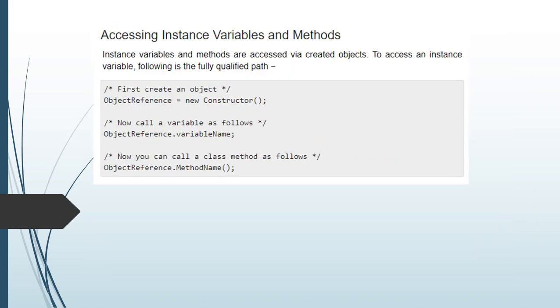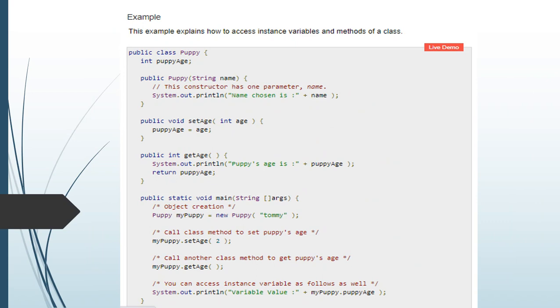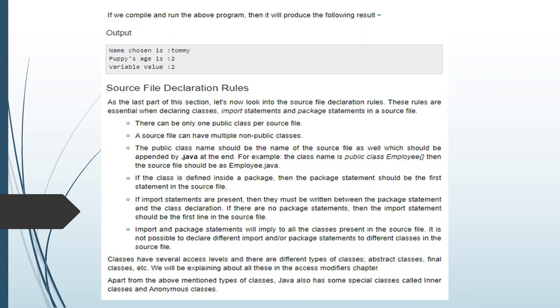Accessing instance variables and methods. Instance variables and methods are accessed via created objects. To access an instance variable, following is the fully qualified path. Example. This example explains how to access instance variables and methods of a class. If we compile and run the above program, then it will produce the following result. See output below.